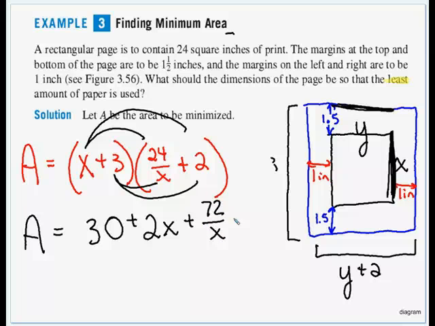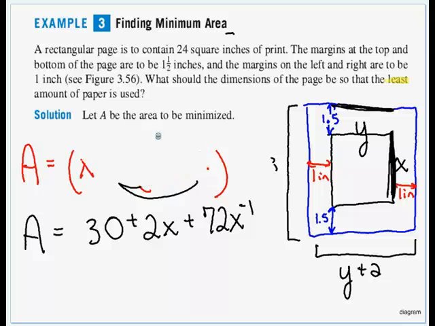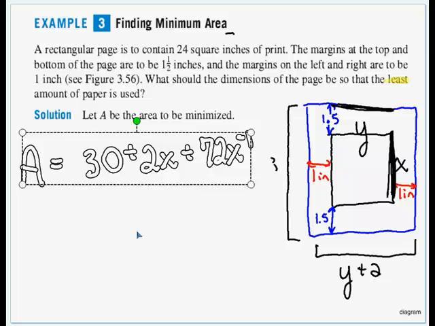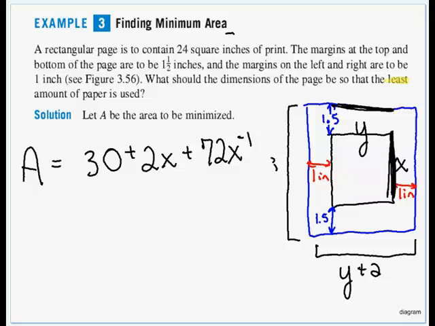And a better way to write this, because our next step is going to be to differentiate, 72 over x is 72x to the negative 1. So now there's our primary equation all ready to go. All in one variable, simplified, and all our like terms collected. So again, just like we did in the previous sections of this chapter, we want to look for mins or maxes. We want to find critical numbers by setting our first derivative equal to 0. So let's derive with respect to x.